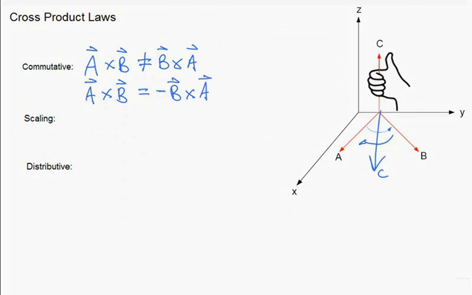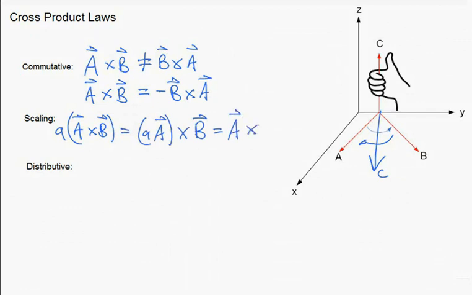The second law to remember is the scaling law, and it states that vector A crossed with vector B multiplied by a scalar is equal to vector A multiplied by that scalar crossed by vector B, which is also the same as vector A crossed with the scalar multiplied by vector B.